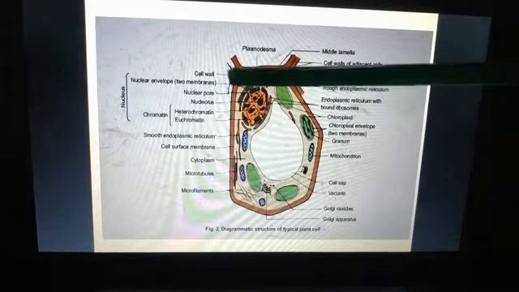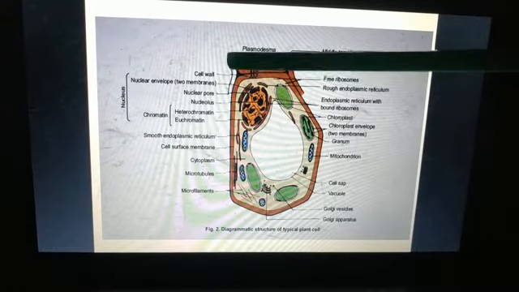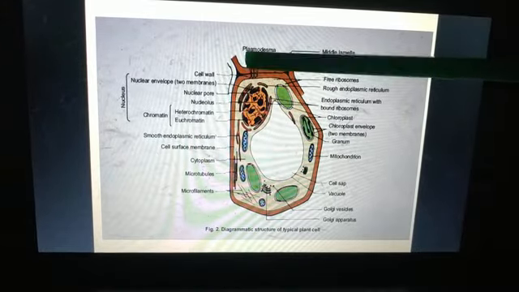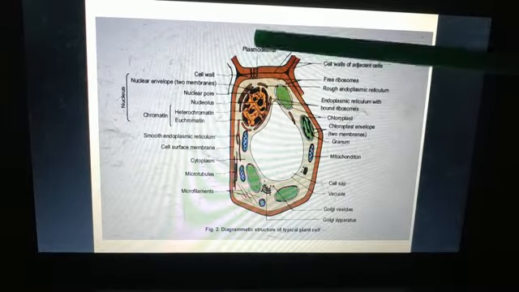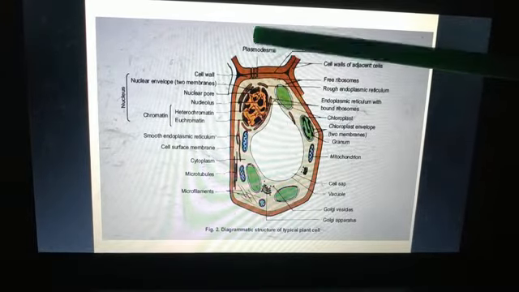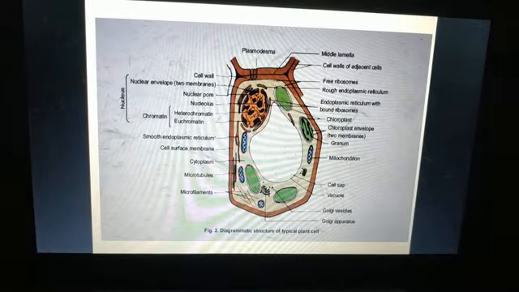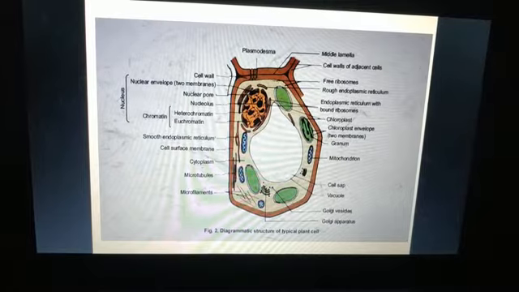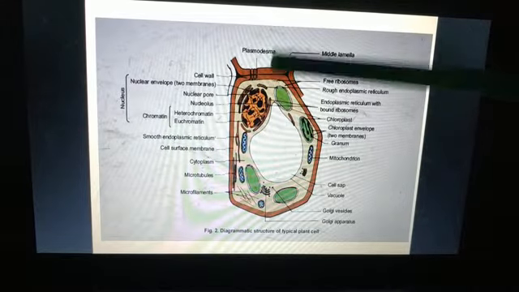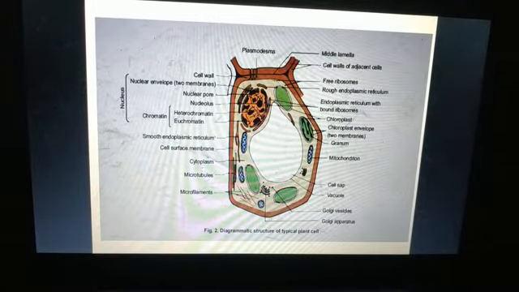So suppose this is one cell, another cell will be present here. So this plasmodesmata will interconnect these two cells. So they will link two nearby cells, these plasmodesmata.